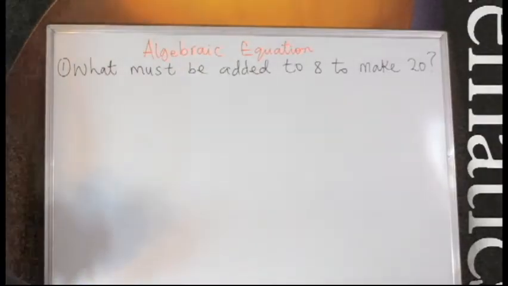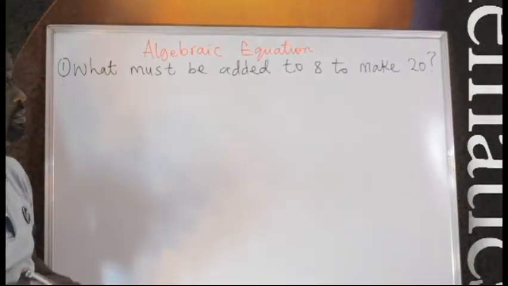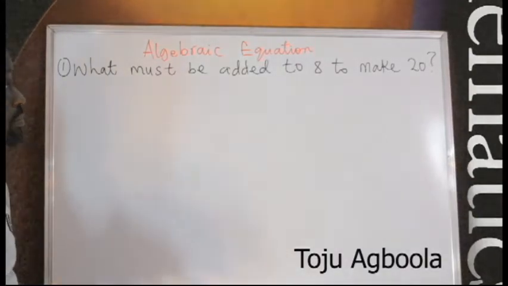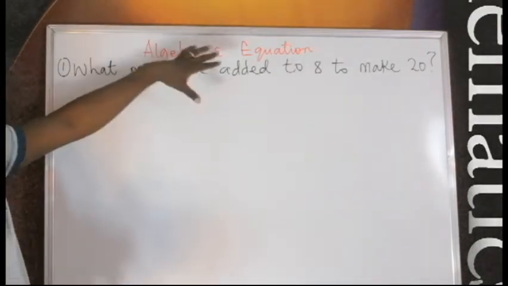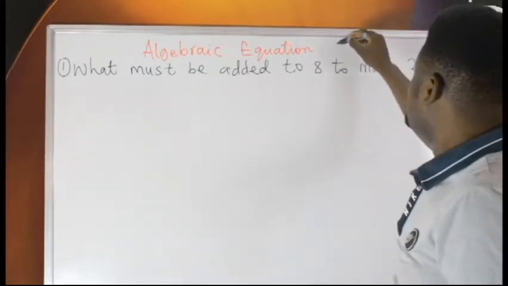Students, we are still on algebra. In our last topic, we treated what is algebra, terms, like terms, unlike terms, coefficient, and so on and so forth. Today, we are looking at equation, algebraic equation. Let me just give you a short form of equation.